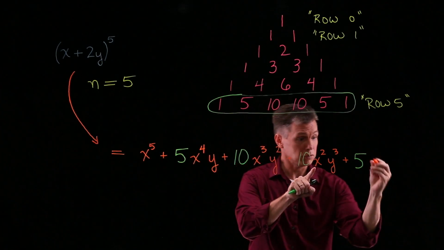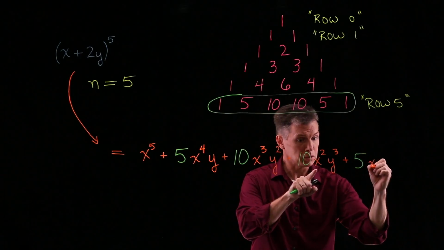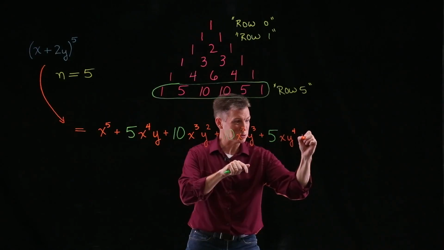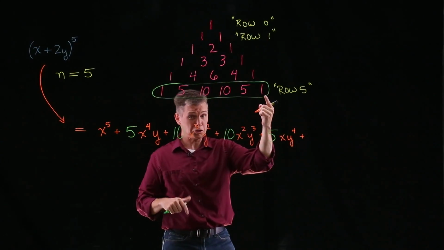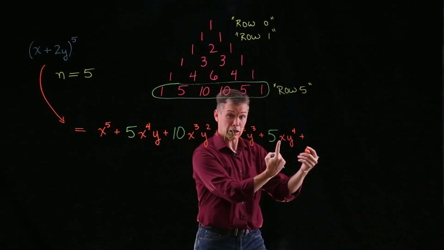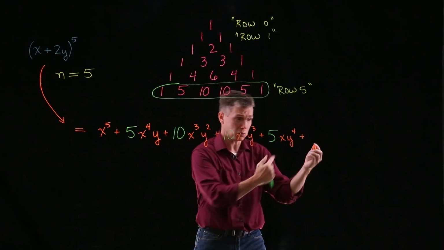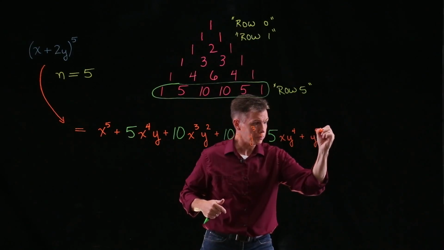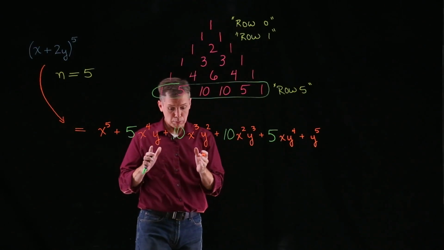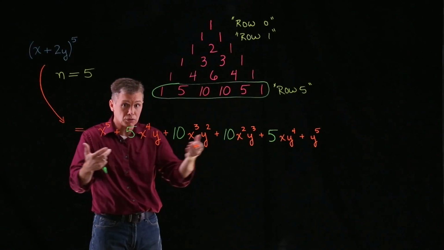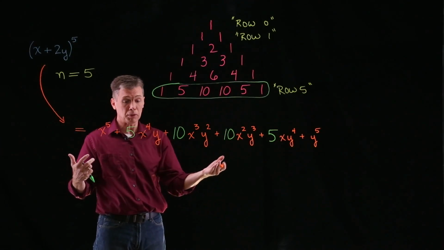Okay, and then x goes down to the 1 power, y goes up to the 4th power, almost there. Next coefficient is just 1, and then x drops down a power again. Now it's to the 0 power, so it's just a 1, and y goes up to the 5th power. Okay, good. Pat yourself on the back for that, just getting those coefficients and getting started with our expansion of the binomial.